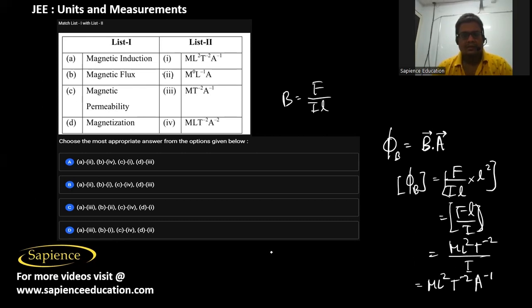So it means that B will obviously match with 1. And then magnetization. So it means that A and B, C is wrong, and we only have to check between B and D. And C is also the same in A and D. So C should match with 4.